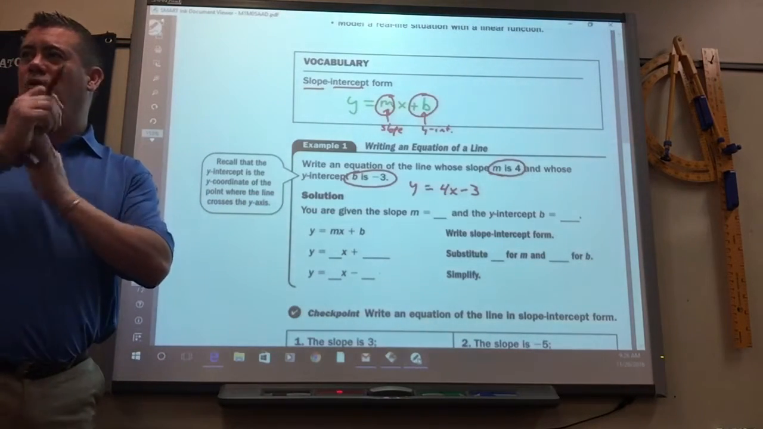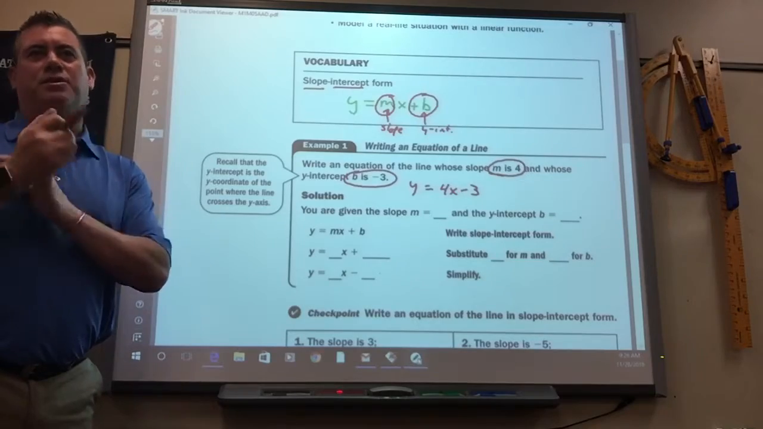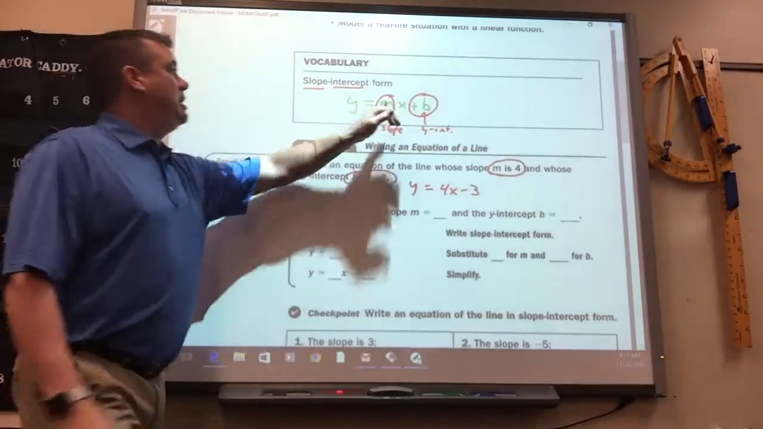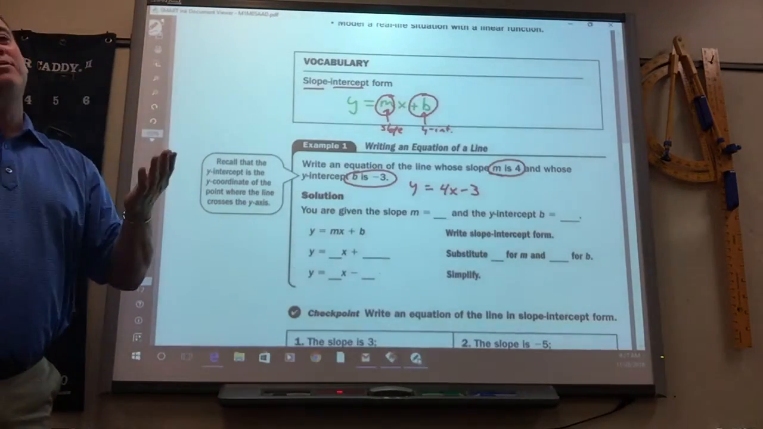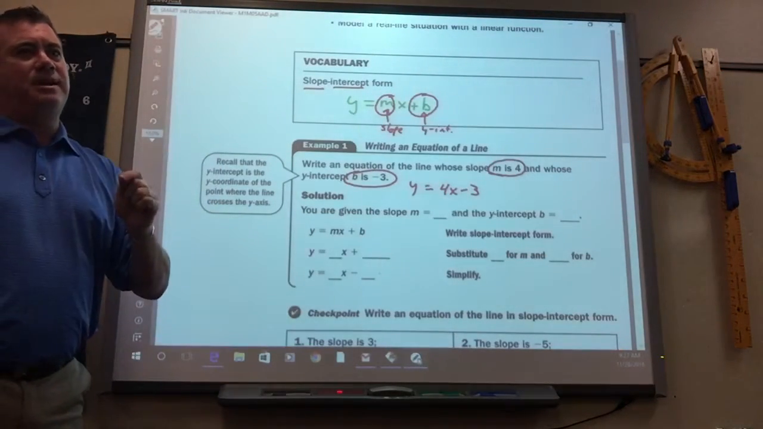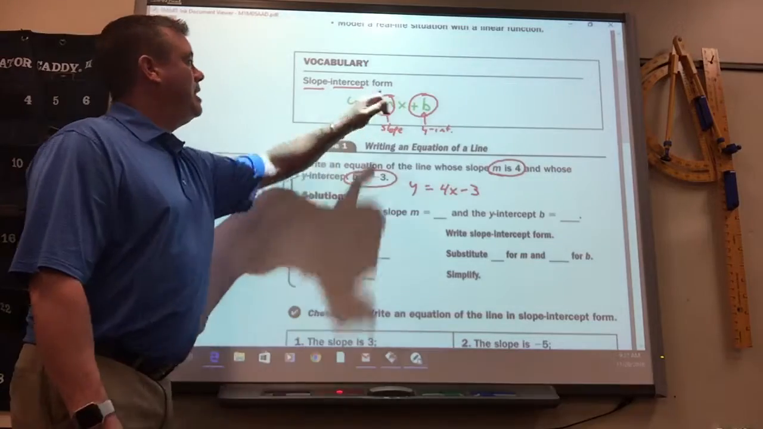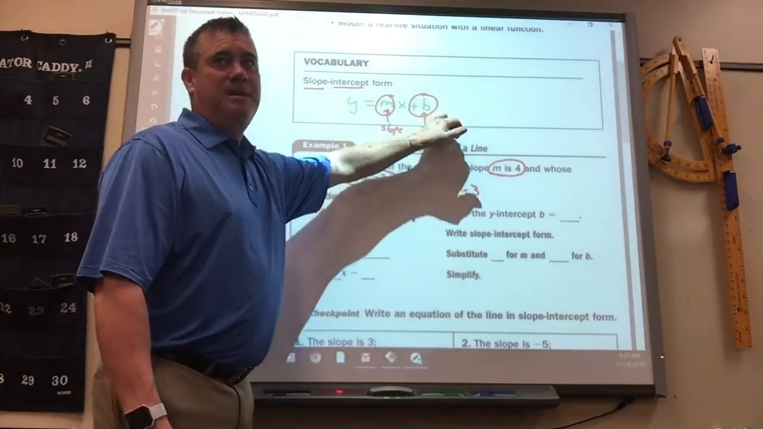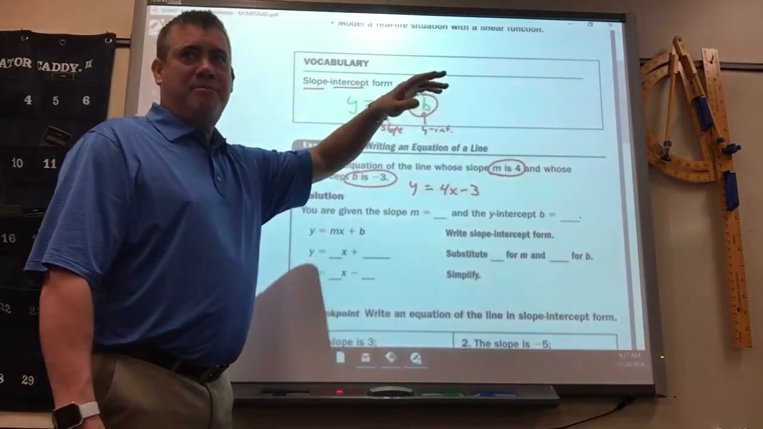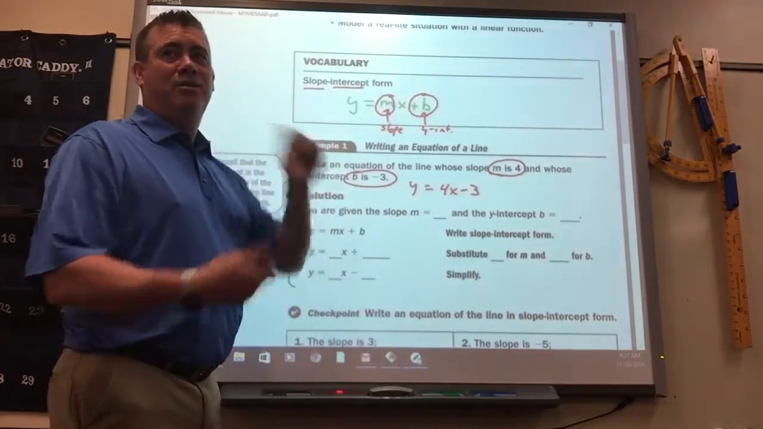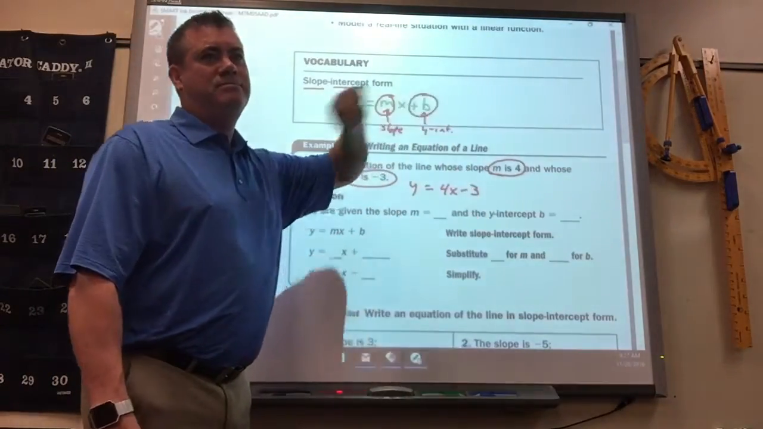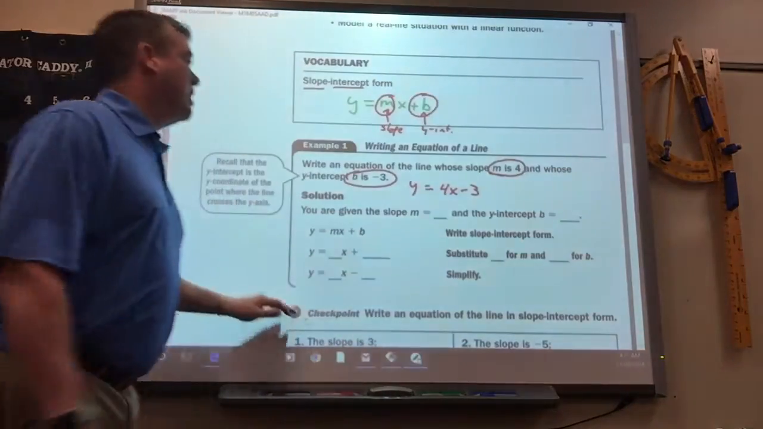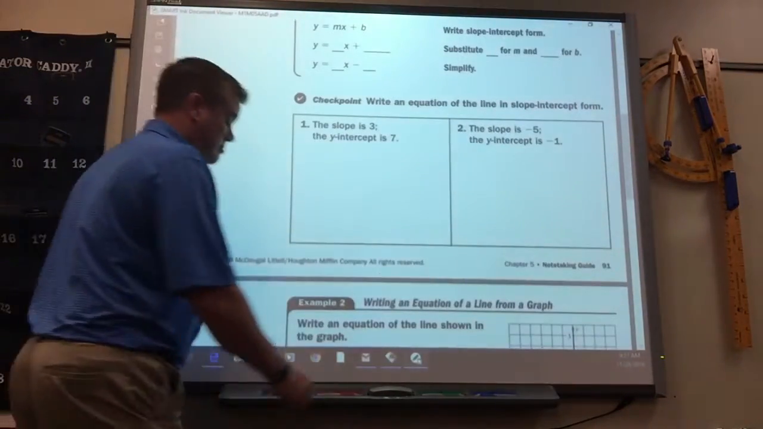All you need, the whole thing about this is you need two things to write an equation. You need m and b. That's the whole chapter. You need those two things. Now, obviously, they get a little harder. We did this last year in 8th grade, where you're going to be given the slope, and then you have to find b. And then you'll have problems eventually where you're not given either one. You have to find the slope and find the b. But for today, it's given to you.